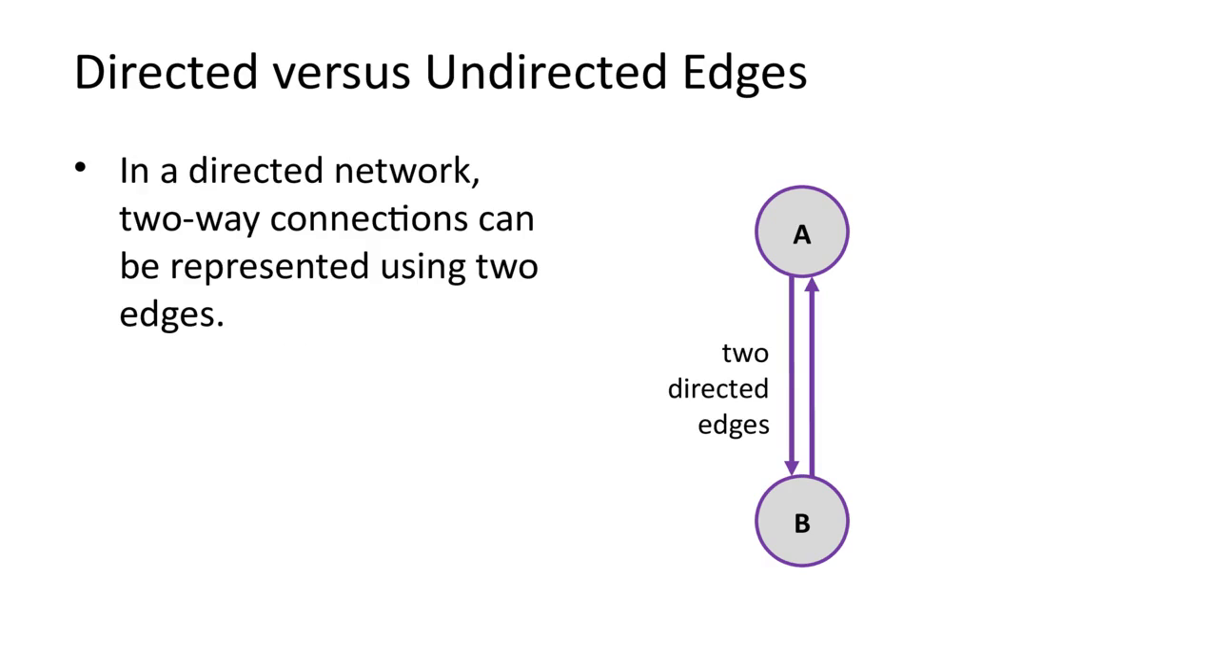In a directed network, two-way connections can still be represented using two edges. In the example, we can now see that there are two edges in opposite directions.